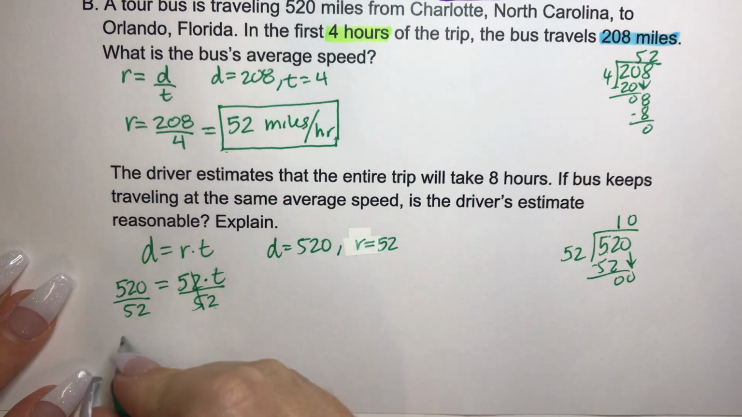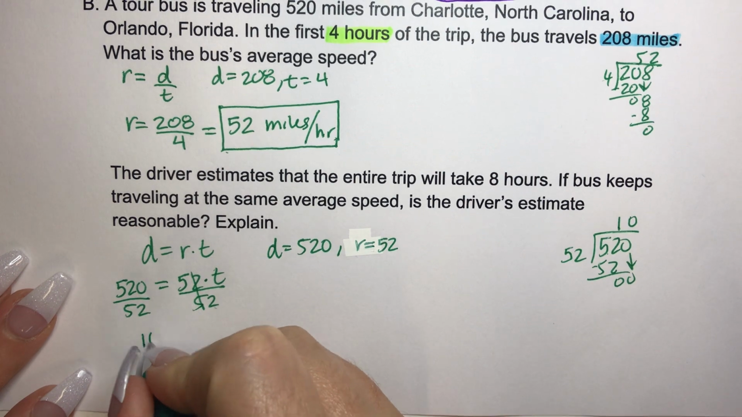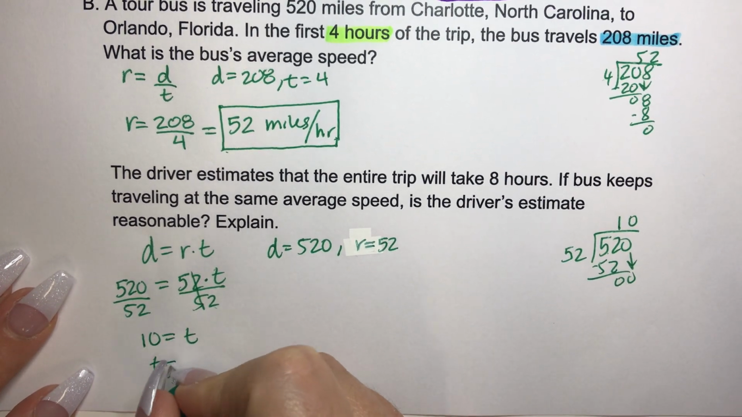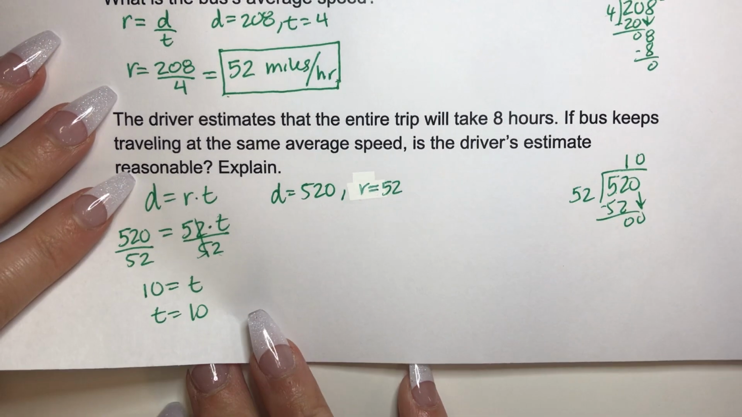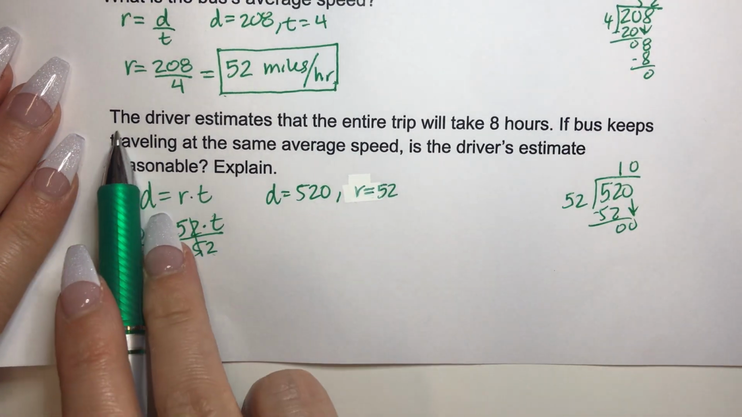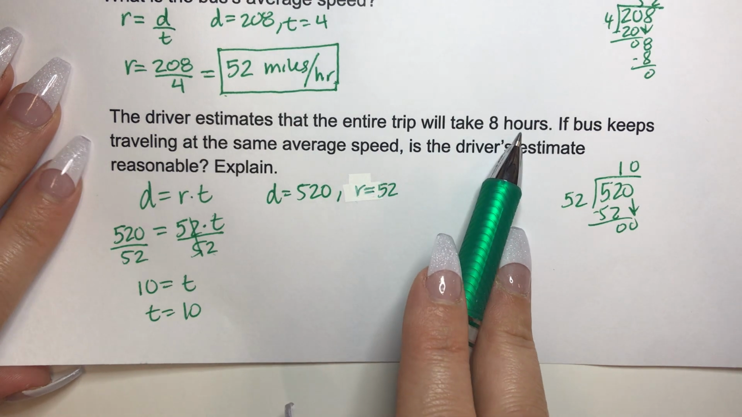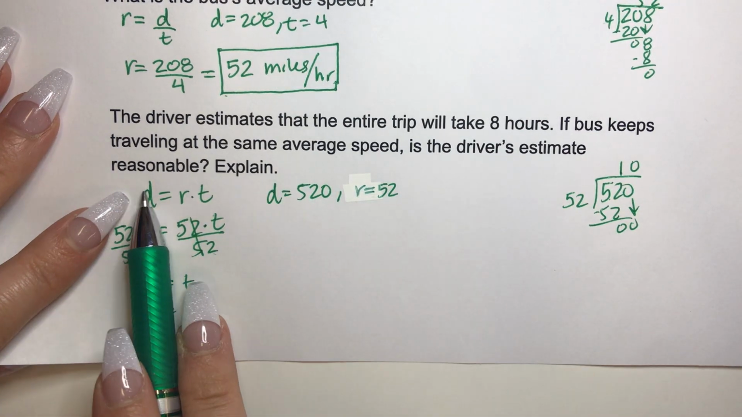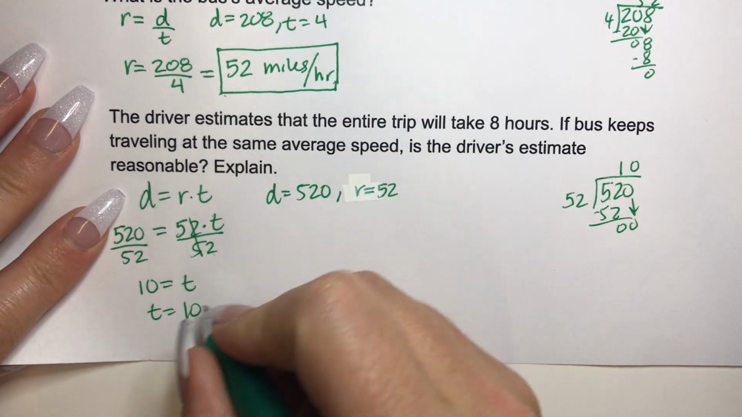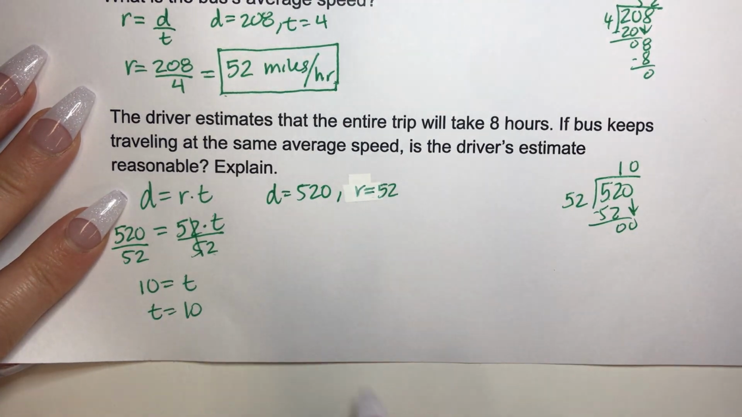So the answer is 10 equals t. T equals 10. So let's read the question again. It says the driver estimates that the entire trip will take 8 hours if the bus keeps traveling at the same average speed. Is the driver's estimate reasonable? No, it's not, because the trip is going to take 10 hours.